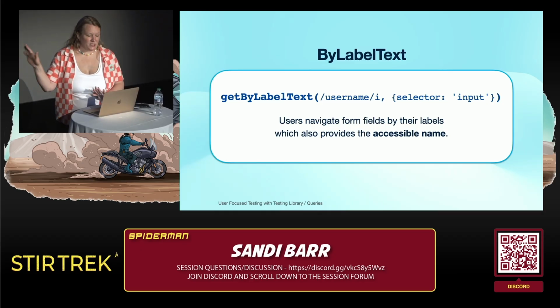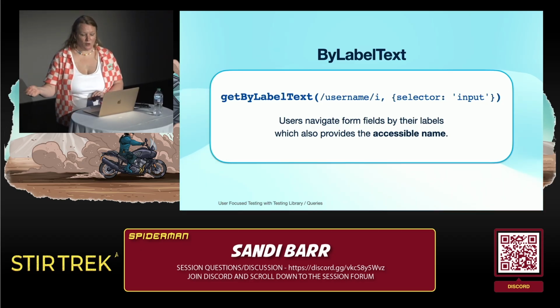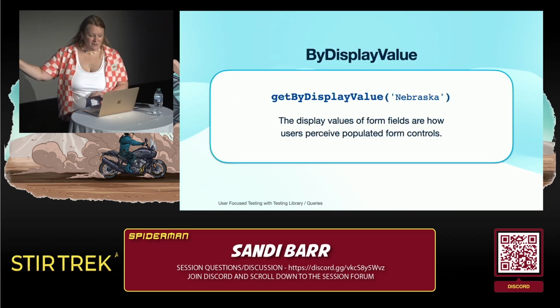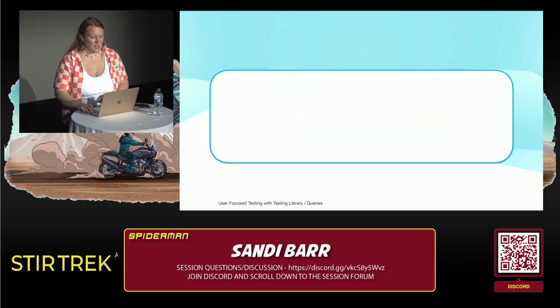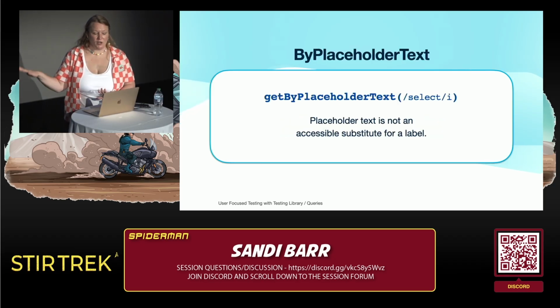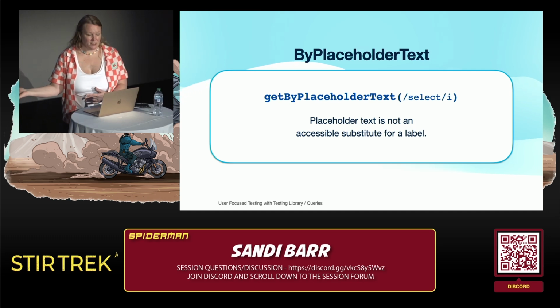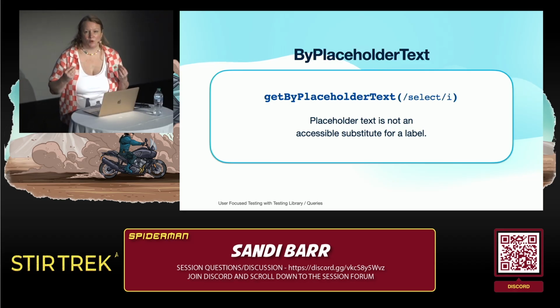Querying by label text validates that you have a label associated with your form control to provide the accessible name. By display value, we'll query form fields by their filled-in values. By placeholder text, queries form fields, as you may have guessed, by their placeholder text. However, for your users, a placeholder is not an accessible substitute for a label.